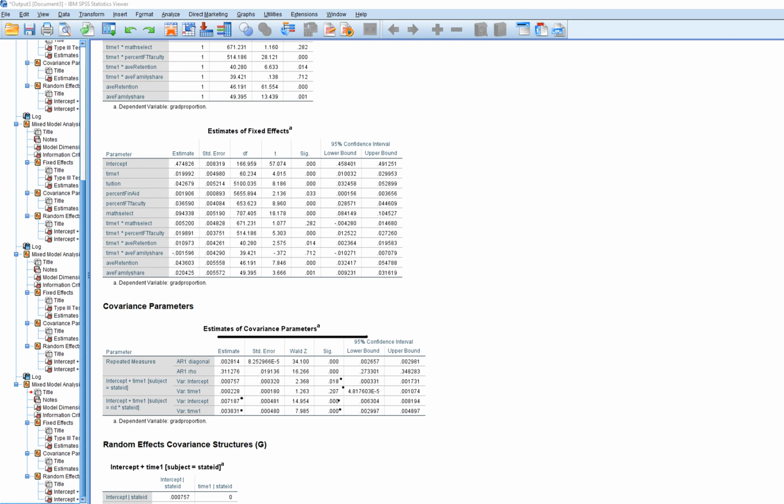So theoretically, we could still add in additional level 3 predictors of the variation in intercepts, and also level 2 predictors of variation in the institutional level intercepts and slopes. So that pretty well concludes this demonstration.